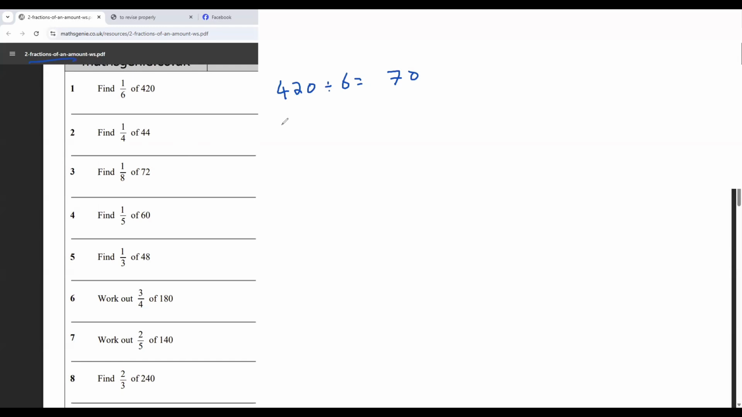Okay, apply the same logic here. This one just means 44 divided by 4, and that gets us 11. This one means 72 divided by, well, the bottom is 8, divided by 8, and that gives us 9. And that's all we need to do to those types of questions.